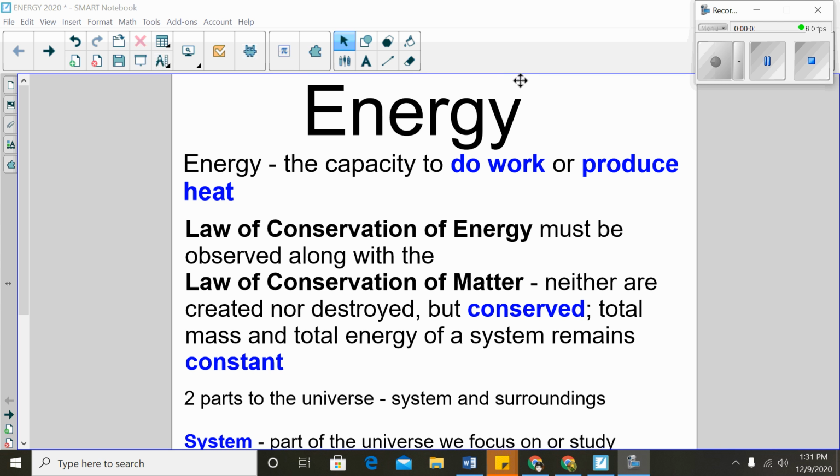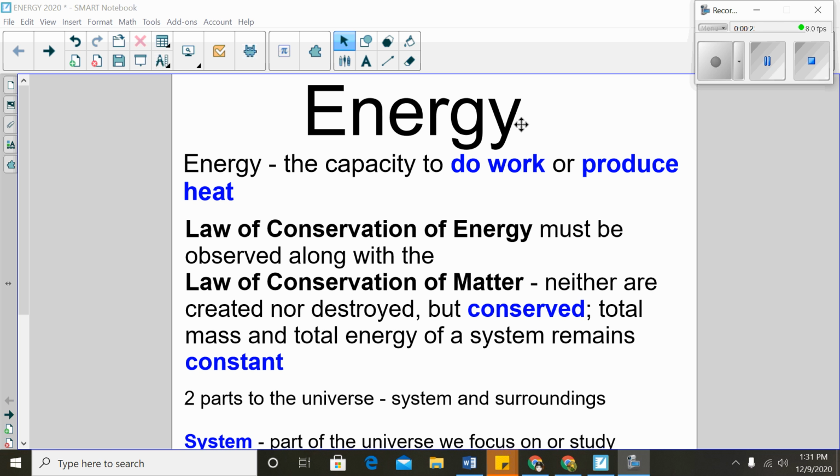This is Chemistry Unit 11, Energy. Energy is defined as the capacity to do work or produce heat. And we can look at energy in the same way that we look at matter. It's conserved in a reaction.